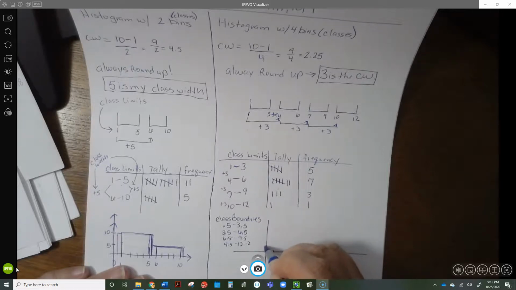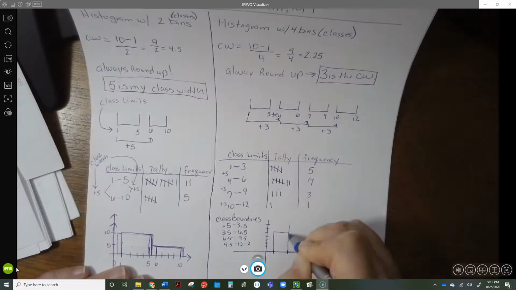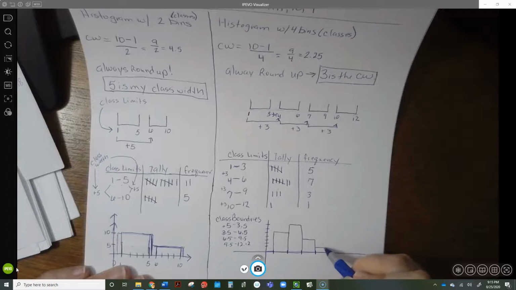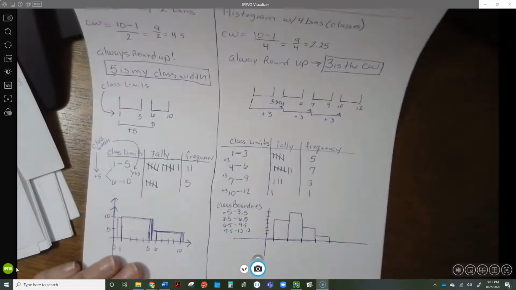But 1, 2, 3, 4, 5, 6, 7. This one would go up to 5. This one would go up to 7. This one would go up to 3. And this one would go up to 1. And that's what that histogram would look like. And of course, you would need to put your numbers down here.